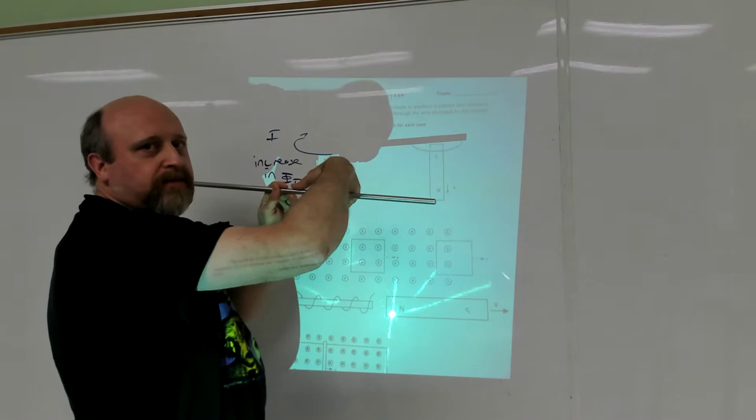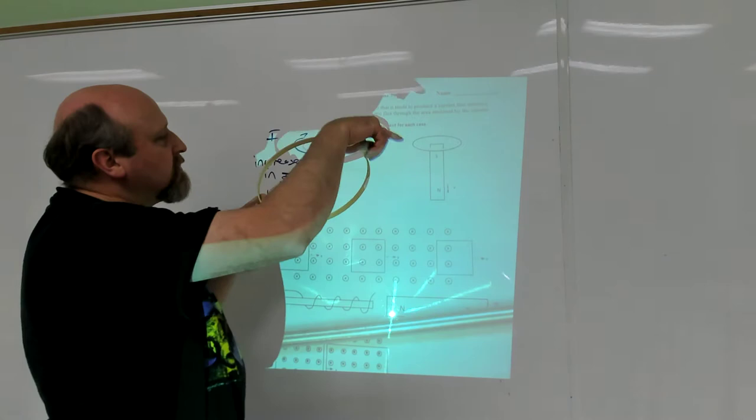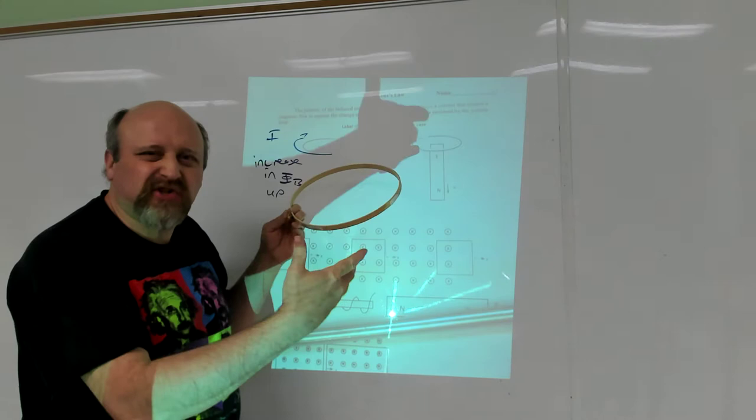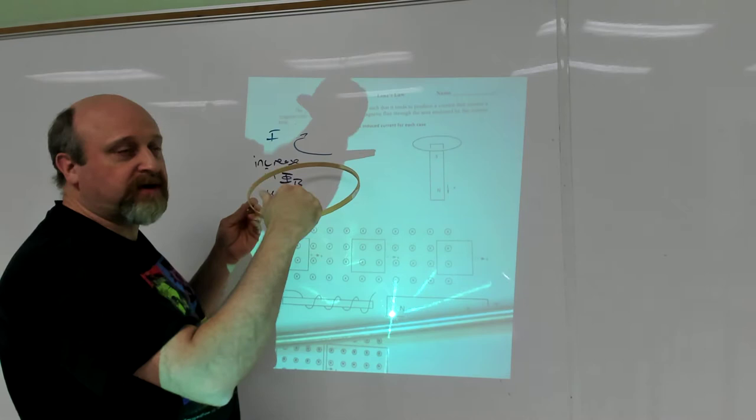For a loop or coil of current though, you have the option of doing this other rule. If I've got a loop or a coil, what we really care about usually is the field in the middle of the loop, because that's where it's really strong, where it's reinforced by the current going all the way around. So this rule goes like this. Instead of grabbing the wire, thumb is the current, fingers are the field. For a loop, we can reverse that.